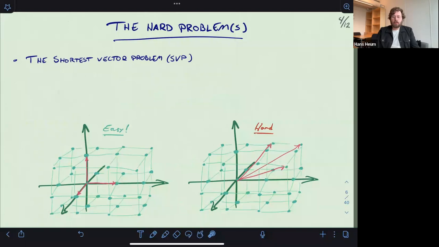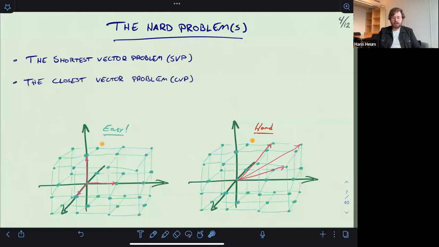So the hard problems that we use, the first one is called the shortest vector problem. That is, given one of these ugly bases, find one of the shortest vectors in the lattice, right? So just a vector going from the center to one of the lattice points, and it needs to be shorter than some threshold.